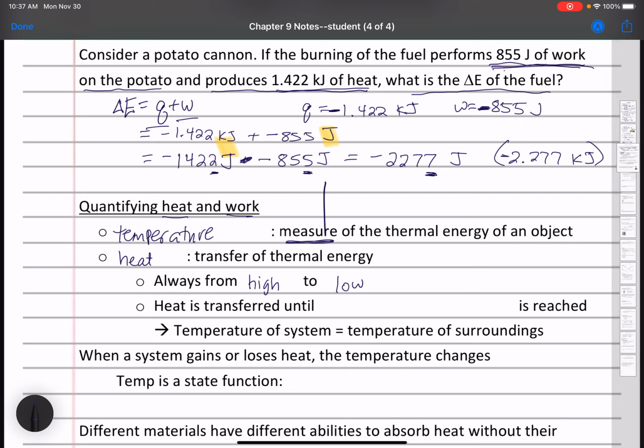All right, think about this in the real world. Your coffee, if you leave it out at room temperature, will spontaneously cool to room temperature. Your coffee doesn't spontaneously get hot. Heat always flows from areas of hot to cold, or from areas of high heat to areas of low heat. And the heat will be transferred until you reach thermal equilibrium.